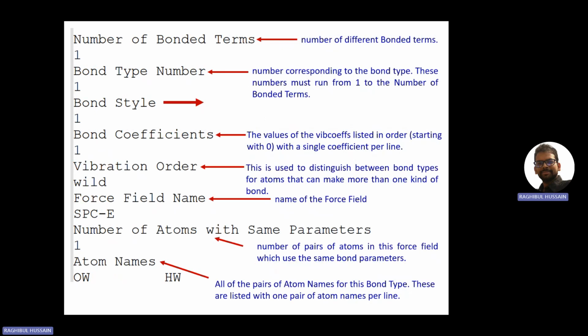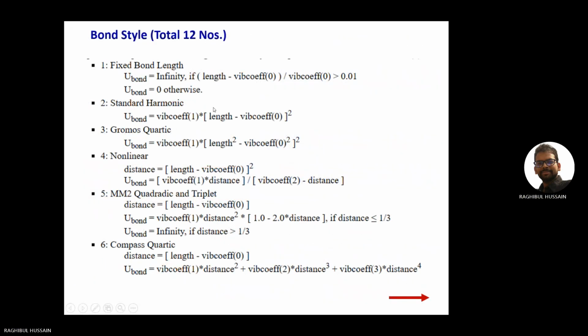What are the bond styles? For bond style, we are using a number. So in the manual, bond style means what? Equations. So these are the equations. We are using one fixed bond length.